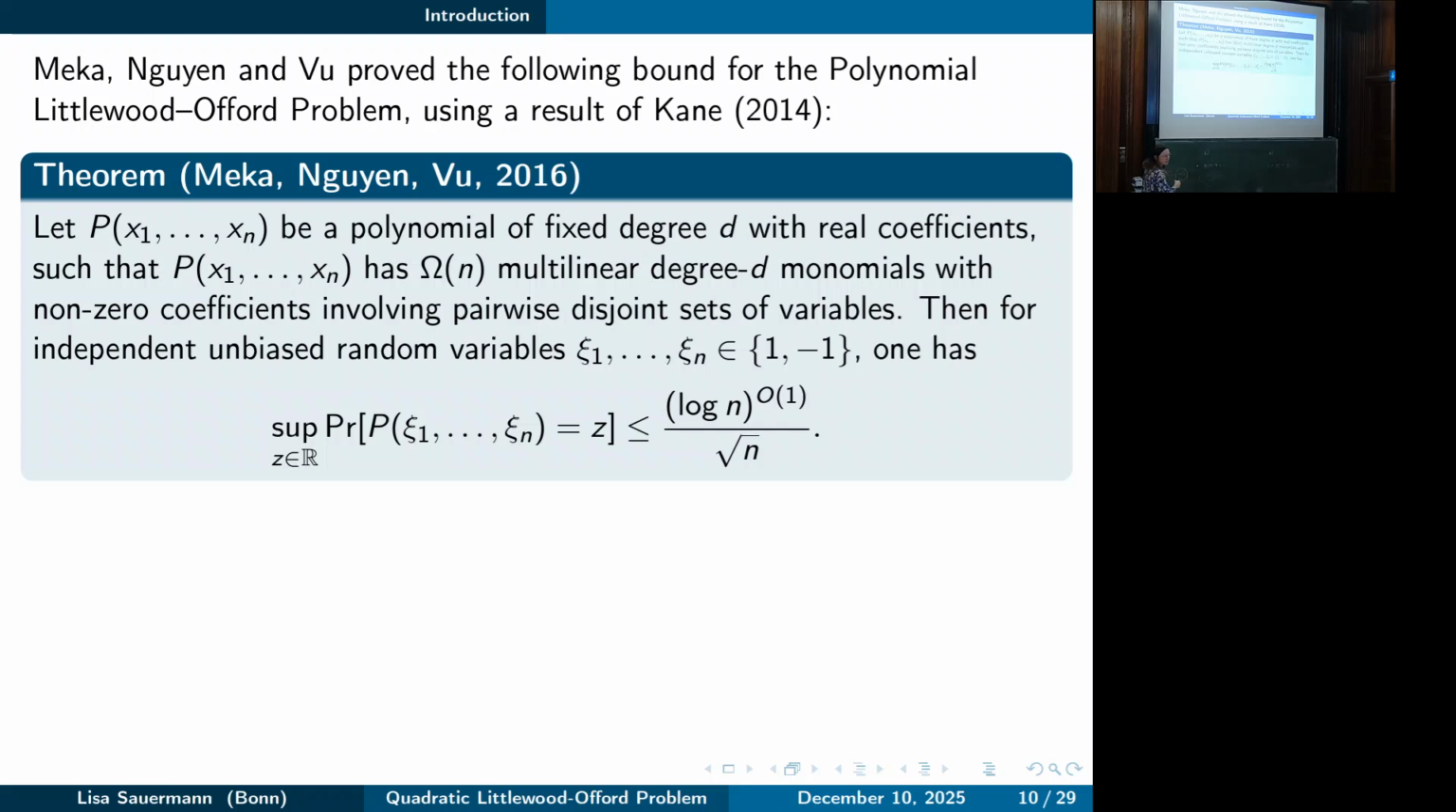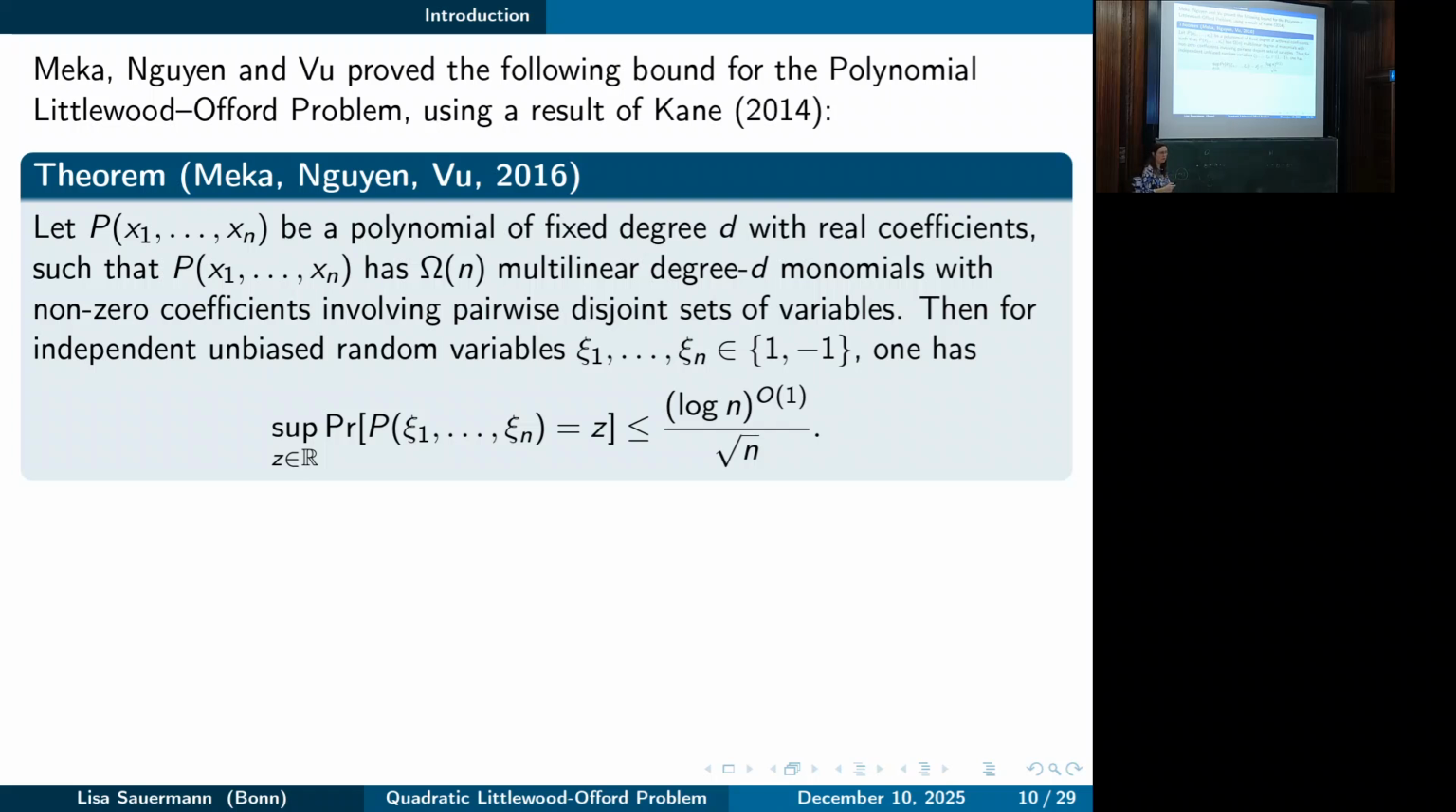So don't worry too much about the technical assumption, but with one of the assumptions on the previous slide, namely the bottom one, what they proved is that if we take ξ1 to ξn to be independent random in {1, -1}^n, then the probability that this polynomial takes value exactly z is of this form.